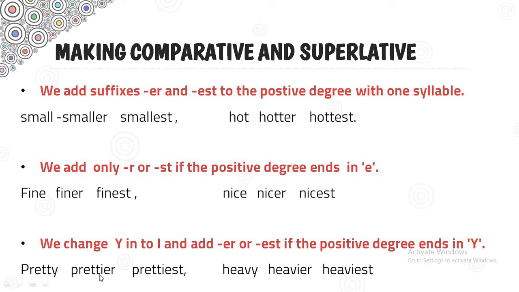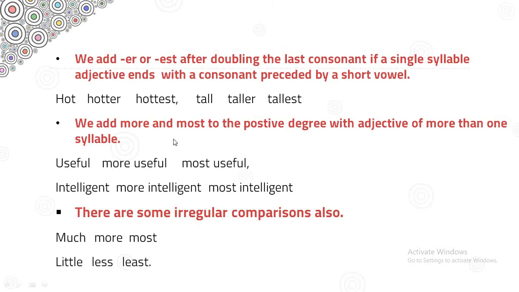Pretty, prettier, prettiest. Whenever a positive degree ends in y, we remove the y and add i to it. To make a comparative, we add er, and for the superlative, we add est. So it becomes pretty, prettier, prettiest; heavy, heavier, heaviest. I hope it is clear to you. Let us go to the next rule.